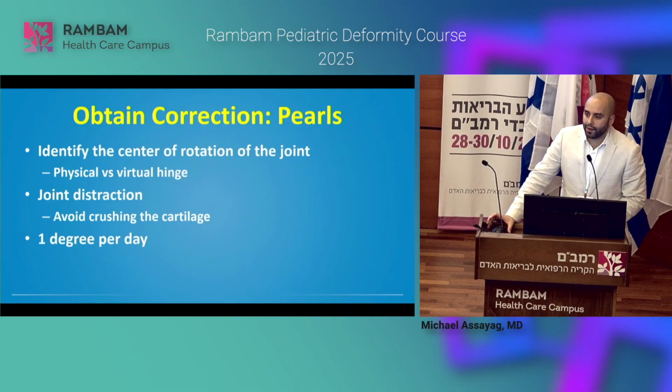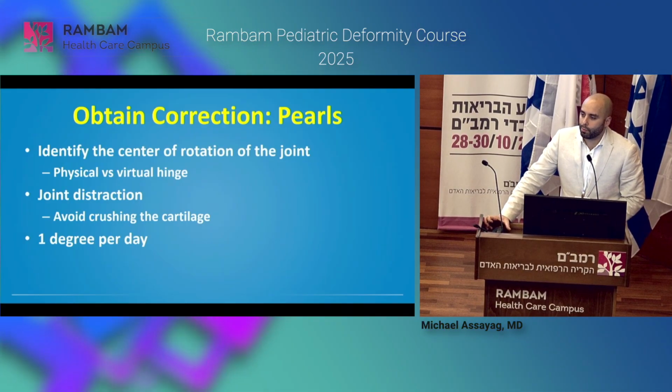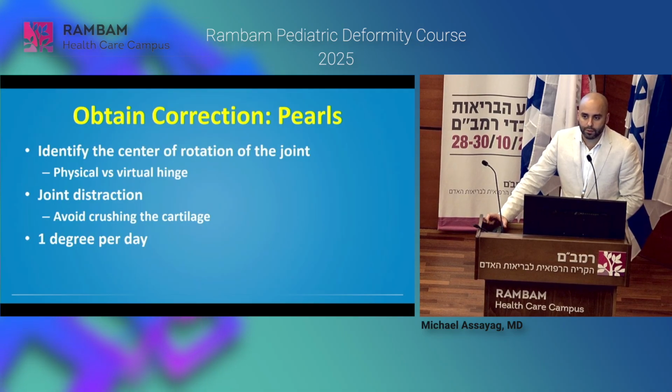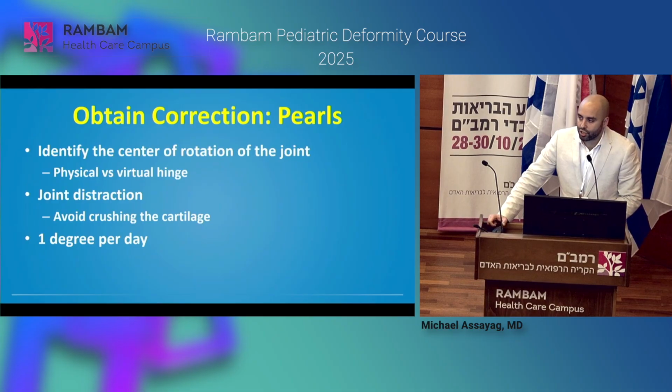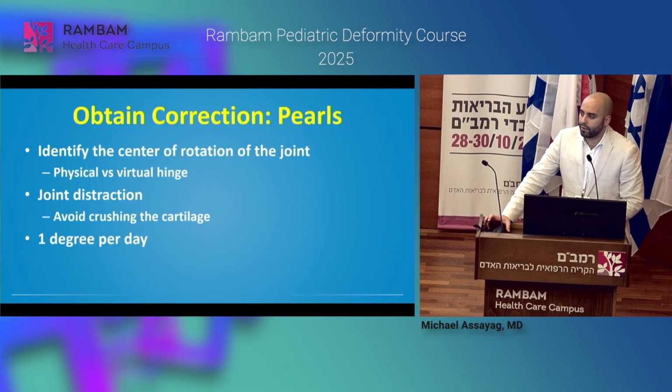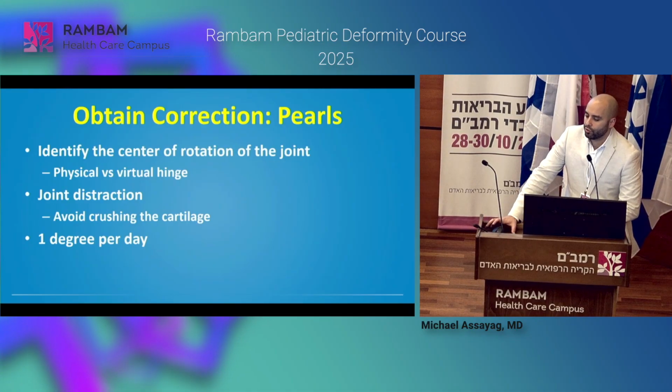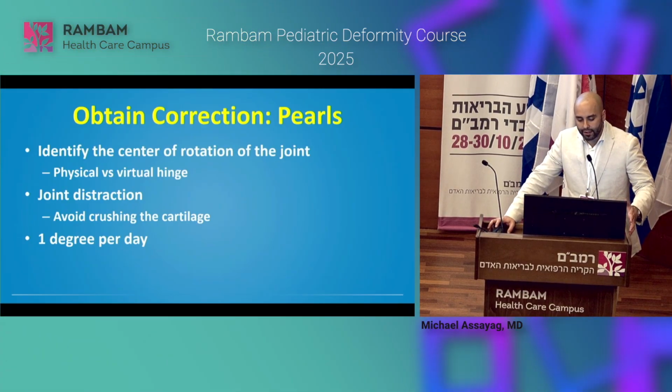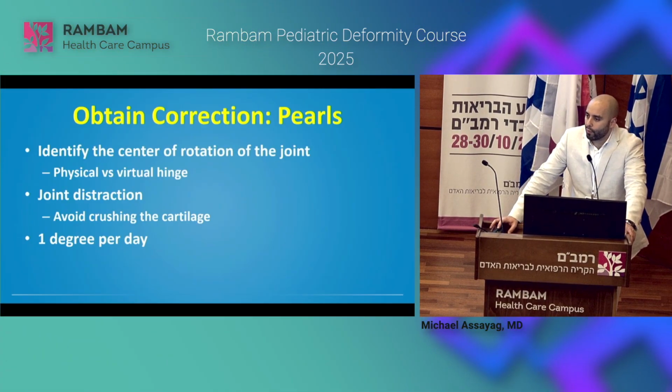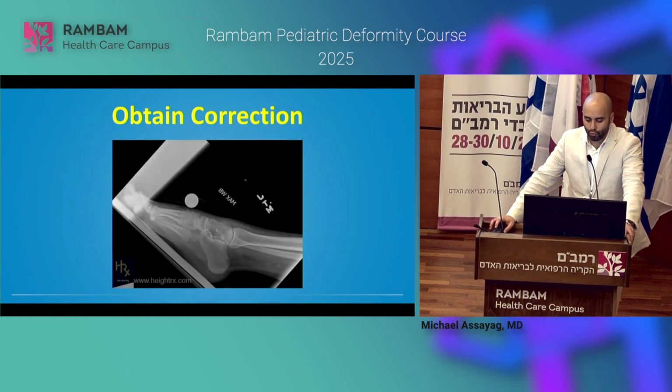Once you've located the joint, the hinge of the joint, the first step is to apply distraction to that joint, because powering through a joint without distraction and trying to obtain extension or flexion will crush the articular surface. By distracting the joint, you loosen the tissues, you spare the cartilage, and finally, as a rule of thumb, about 1 degree a day is neurovascular friendly for the joints.